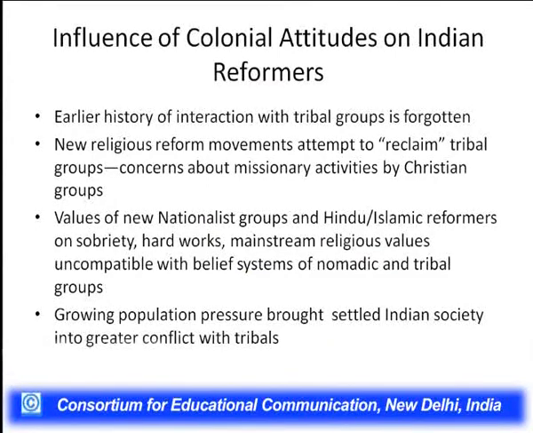So the values of the new nationalist groups and also a number of reformers, both Hindu as well as Islamic, their insistence on sobriety, on hard work, on mainstream religious values, which were incompatible with the belief systems of nomadic and tribal groups, largely explains how these reformers wanted to utilize the themes of their particular religion and their particular social norms that they were fighting for, to the complete annihilation and neglect of the very peculiar socio-cultural systems that were prevalent in the tribal areas.